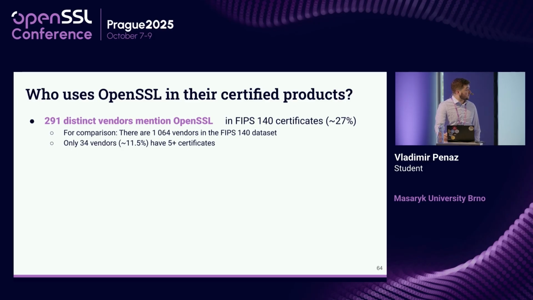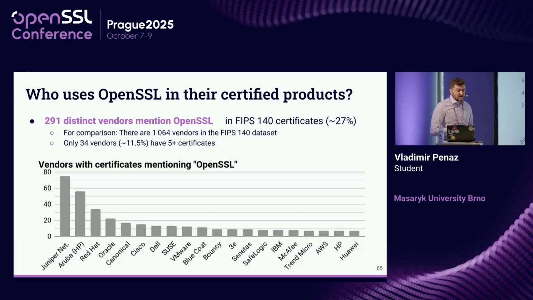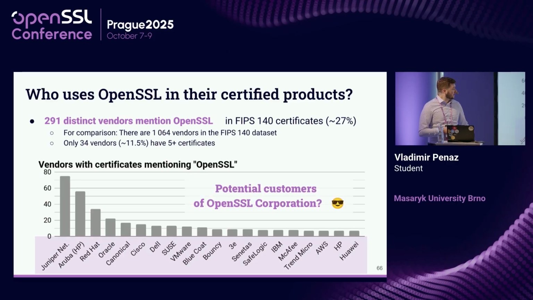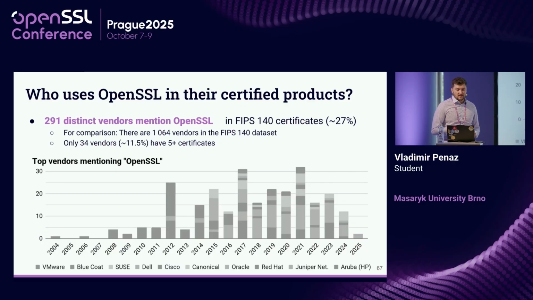Next question was the vendors who are using the certified products, and we know that 291 distinct vendors are using OpenSSL in the certificates, which is over a quarter of the market. And here we have, again, the plot of the top 20 mentioners of OpenSSL. And again, same as in Common Criteria, those could be potential customers of the OpenSSL corporation.